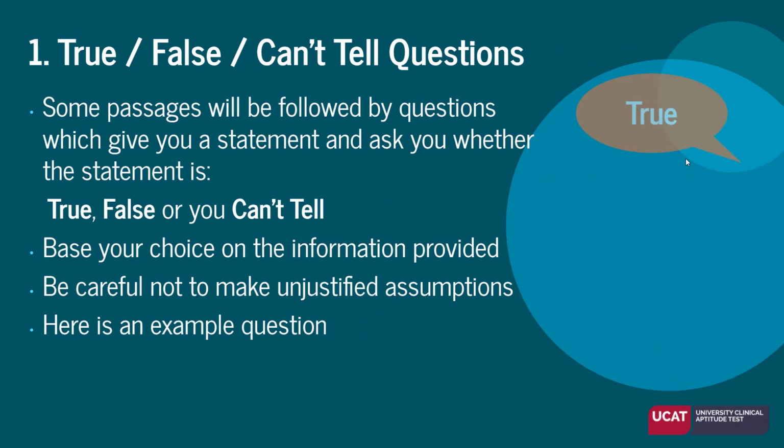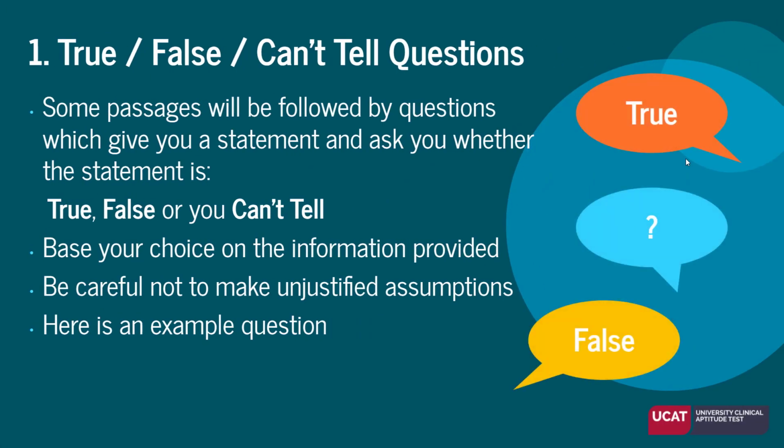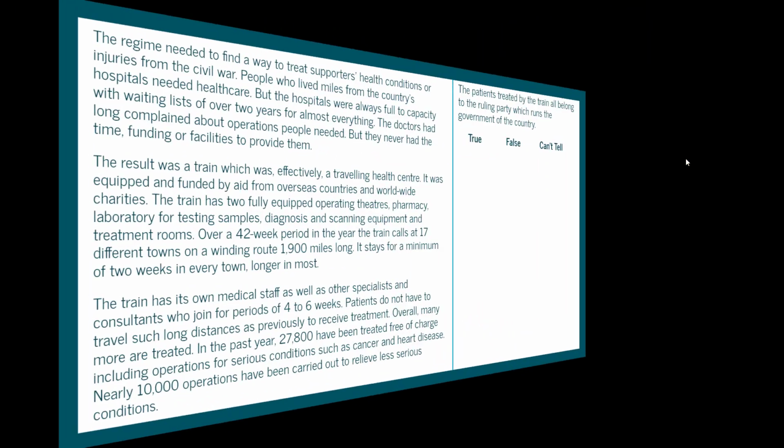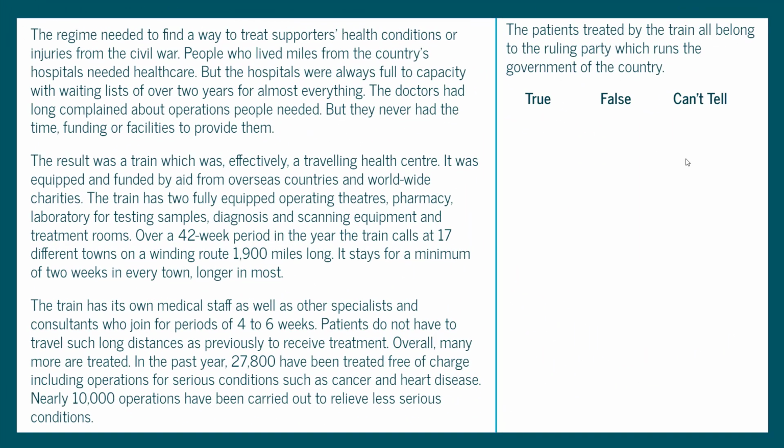So, for example, true, false, can't tells. There are a lot fewer of these now, around 10% apparently. But it's quite difficult to sometimes tell between the trues and the can't tells, and the falses and the can't tells. But the general rule is if you cannot find the information at all from the passage, then it is a can't tell, so you must say that. So pause this video right now, have a go at this question, and then we'll go through how I would go about attempting it.